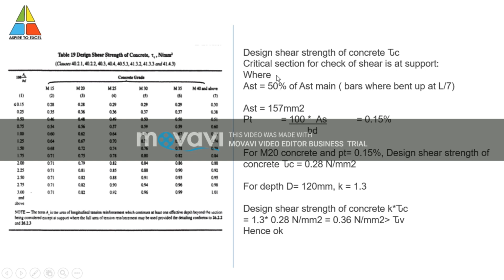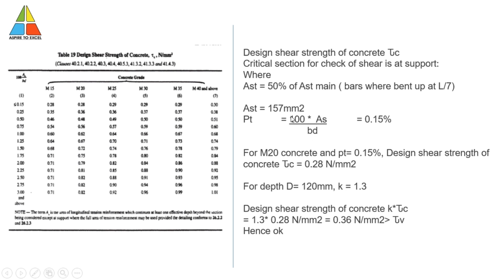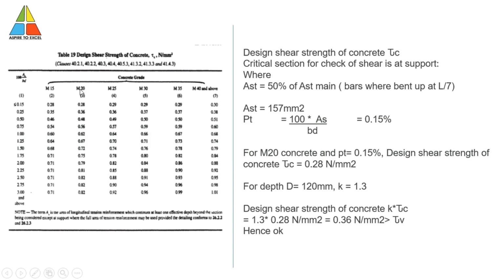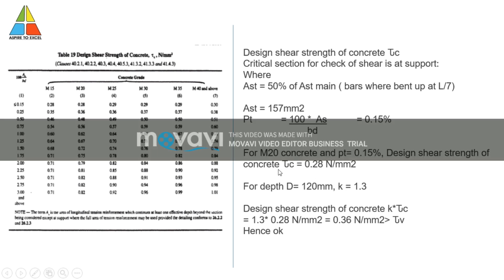What we'll do is calculate the area of steel. Percentage of steel is equal to 100 times Ast divided by the effective cross-sectional area. So the area of steel is 50% of 314, so 50% is 157. So 157 divided by 1000 into 100 comes out to be 0.15%. Here we see that the grade of concrete is M20 and the percentage of steel is less than or equal to 0.15, so we can directly take the value as 0.28. So tau c comes out to be 0.28 Newton per millimeter square.